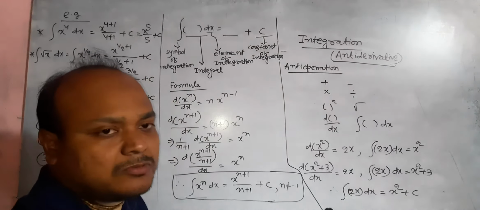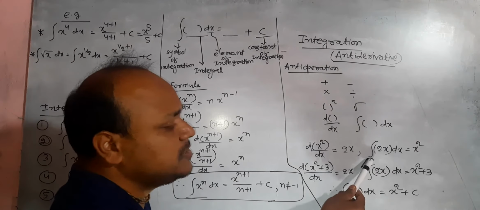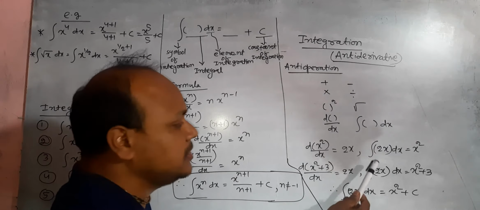This is the symbol of integration. If we have to write the integration of 2x, we write it like this. Symbol of integration, 2x, and here dx is multiplied. Okay, so since the derivative of x square is 2x, the integration of 2x is x square.